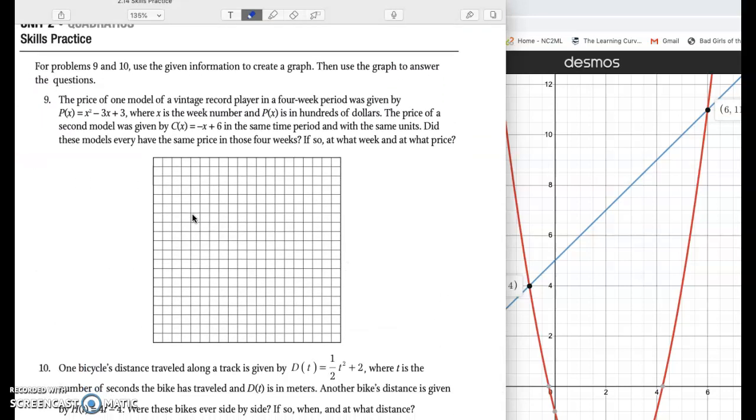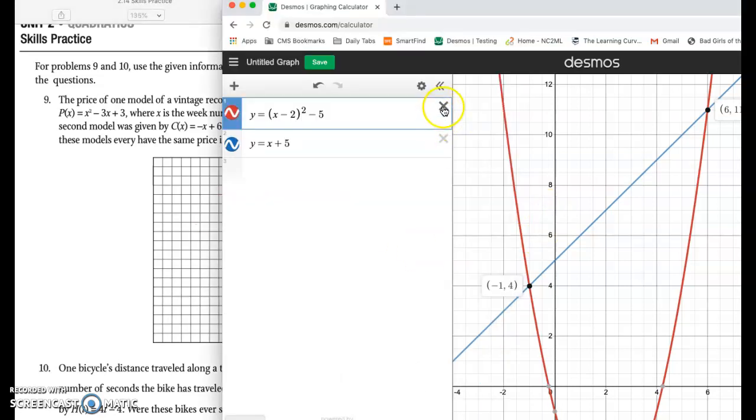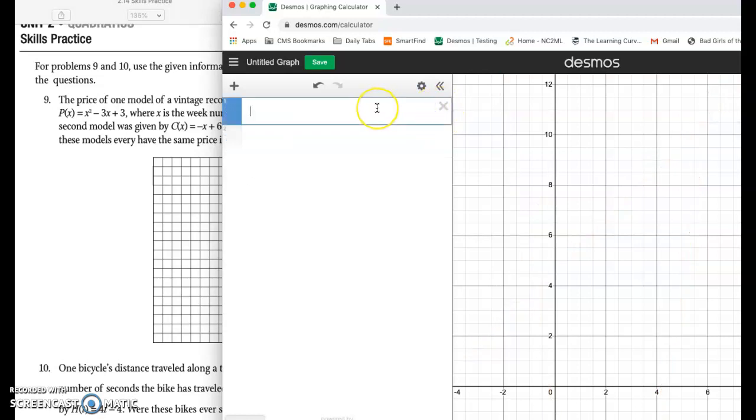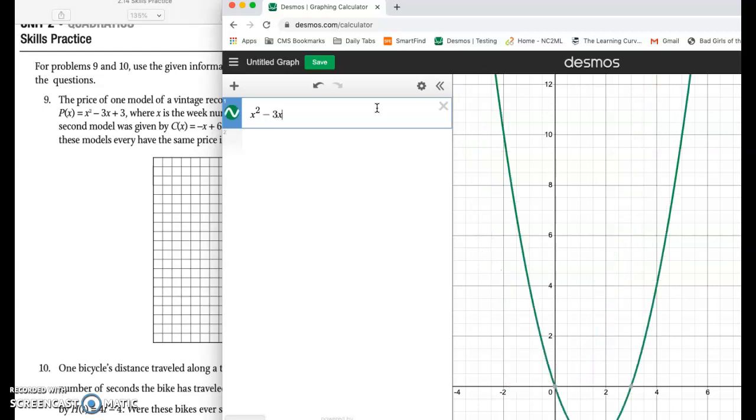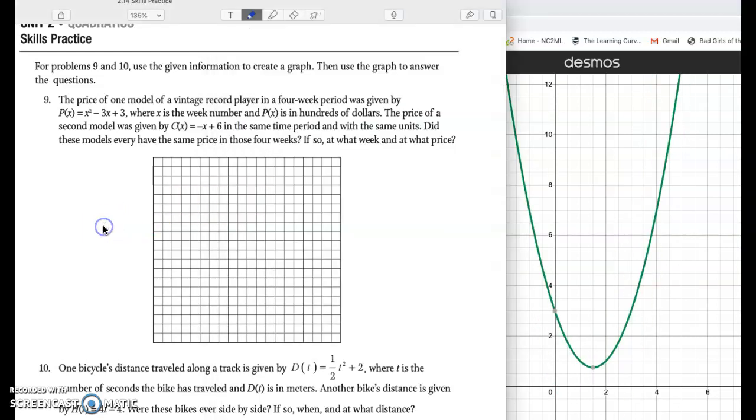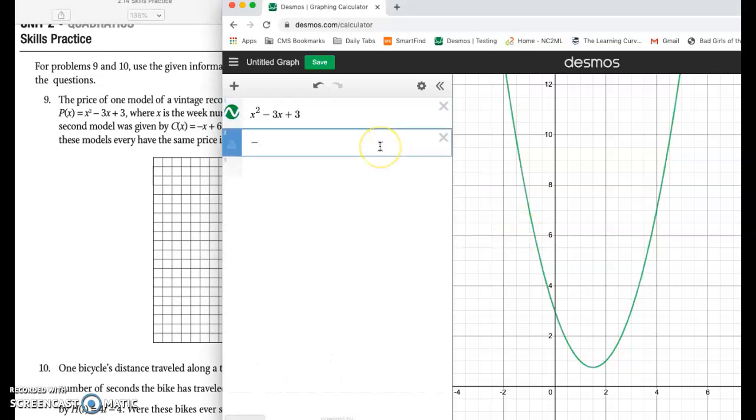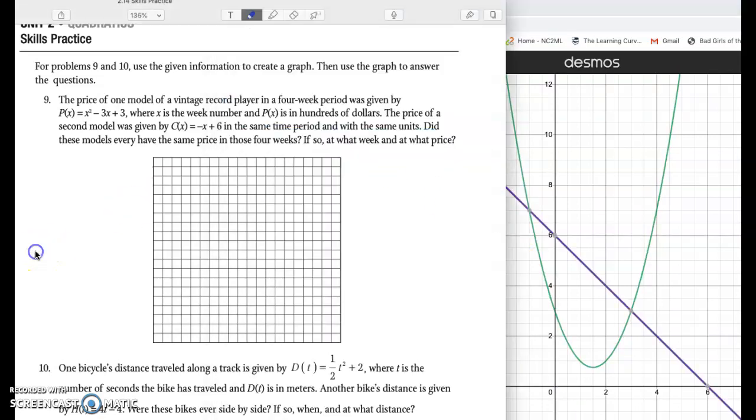So if we're given a word problem: the price of one model of a vintage record player in a 4-week period was given by P(x) = x² - 3x + 3. So we're going to go over to Desmos. We're going to plot and graph that. The price of the second model is given by the linear function, -x + 6. So again, we would graph that on the same coordinate plane. Did these models ever have the same price in those 4 weeks?